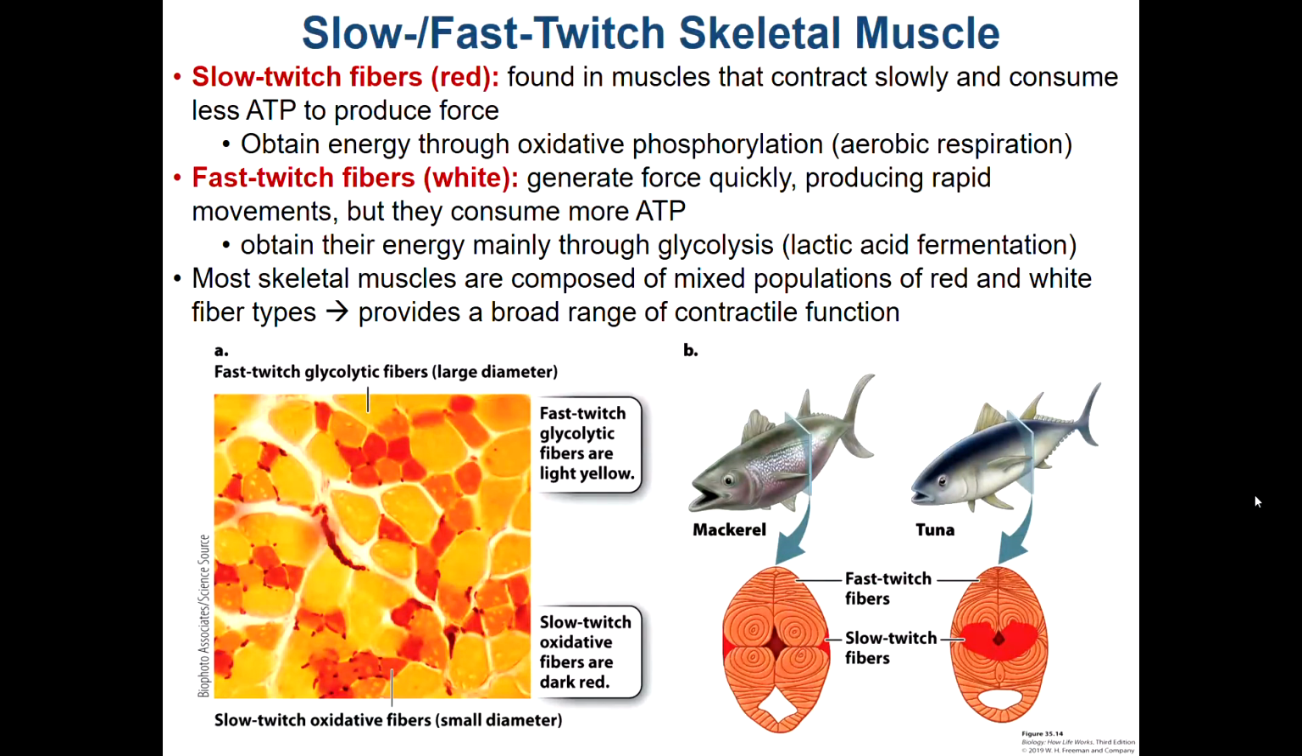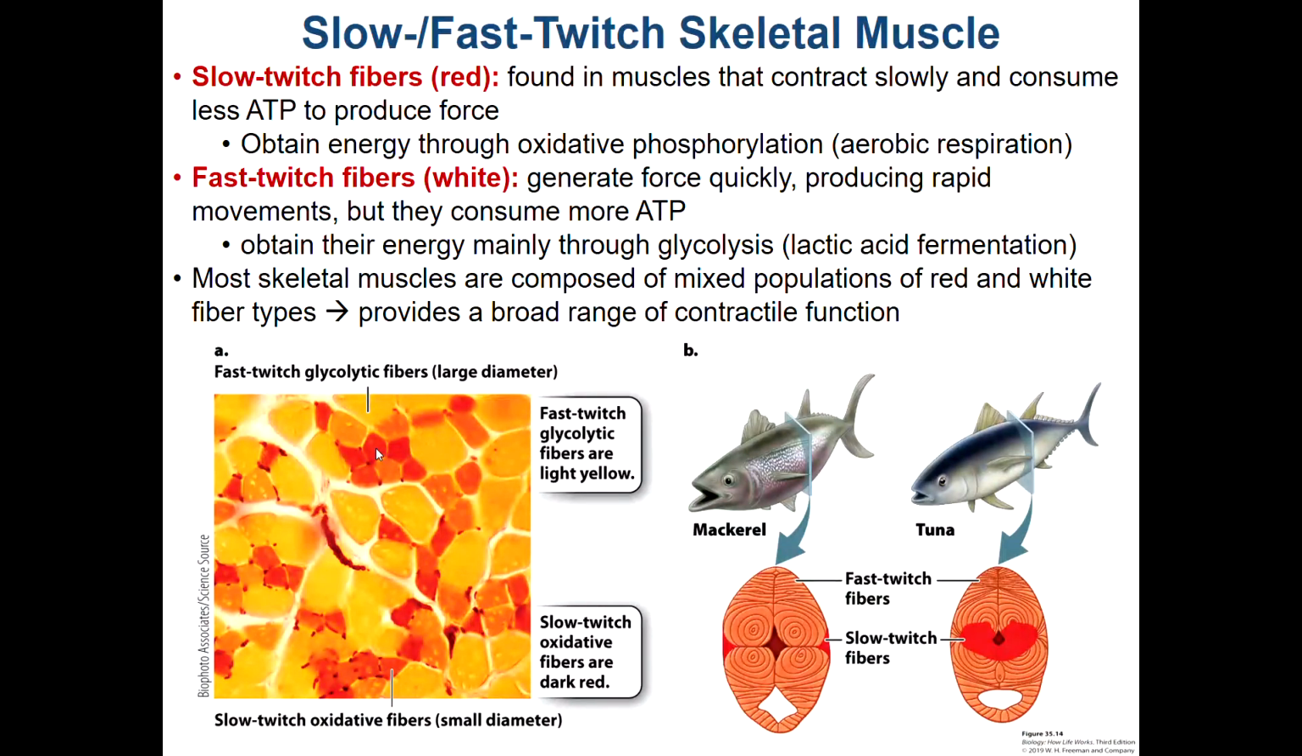Slow twitch fibers, which are shown in the red color in this picture below, are found in muscles that contract slowly, and they consume much less ATP to produce force. So slow twitch fibers obtain energy through oxidative phosphorylation, which occurs during aerobic respiration. Animals use slow twitch fibers to control their posture or to move slowly and economically. So animals that move slower have more slow twitch fibers, or red fibers.